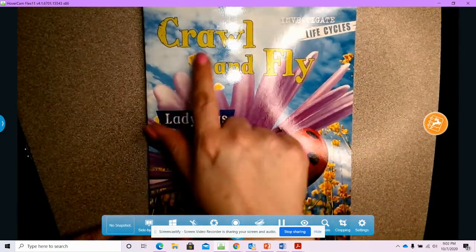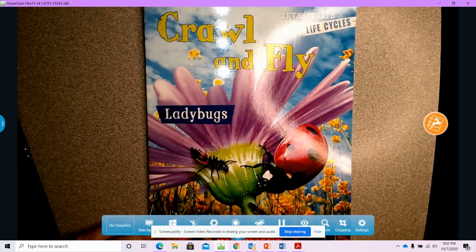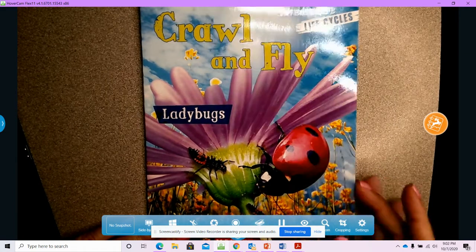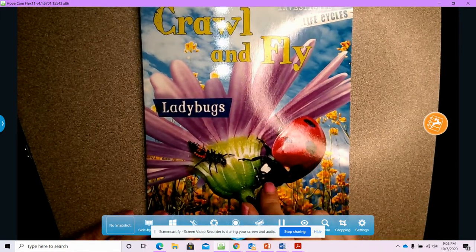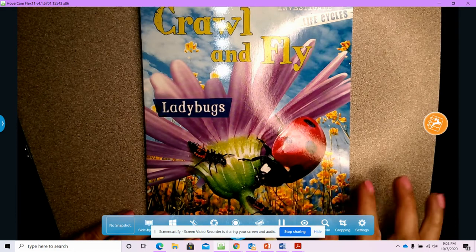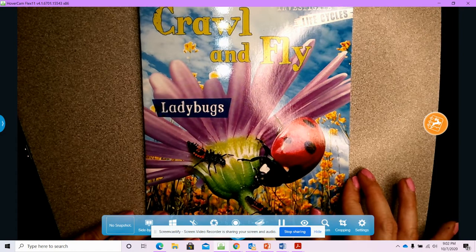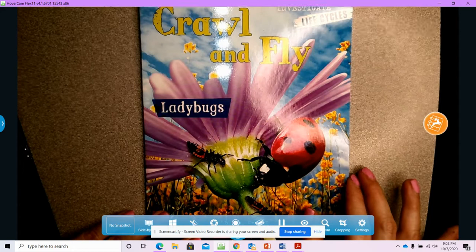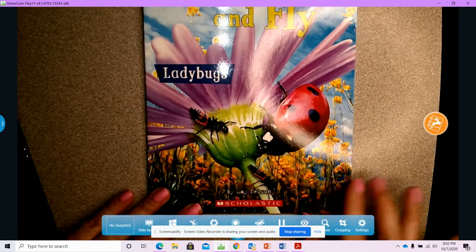So our book says Crawl and Fly, Ladybugs. And we know that these are facts, these are true things about the ladybug, because this looks more like a realistic picture, right? More than an illustration, it looks like a realistic picture. So we're going to be getting real information about the ladybug. It's not make-believe, it's real information about the ladybug. And this book was written by Mae Nelson. Mae Nelson. So let's get started.